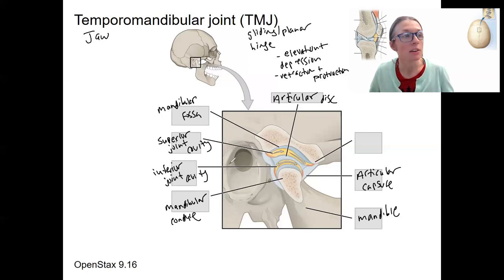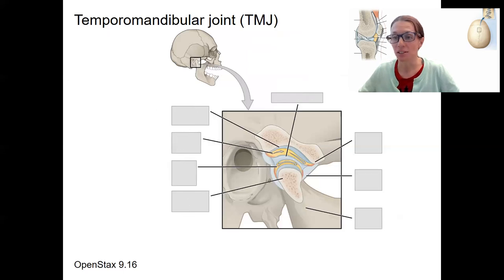Okay, there are, of course, ligaments. They're external ligaments that support this joint that are not drawn in here. So I'm not going to go over the ligaments for this joint, but they do exist. I think there's three or four of them. And then, of course, muscles are what is going to cause the action of this depression and protraction and then elevation and retraction. And you'll see those muscles of mastication, mastication's chewing. You'll see those in lab.